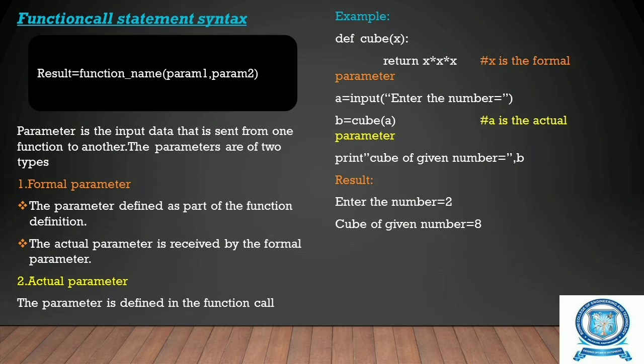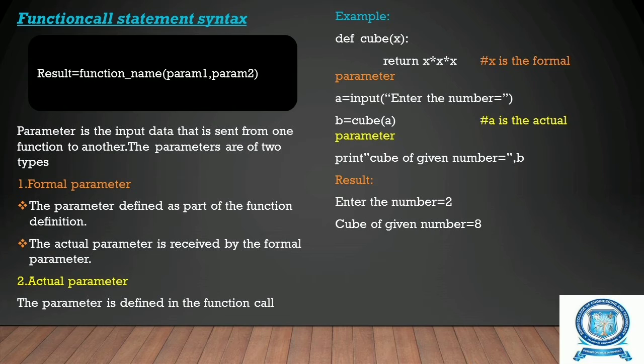So parameters are of two types, formal parameter and actual parameter. The formal parameter is given in the function definition, and the actual parameter is given in the function call. Consider this example, def cube of x. This is the function definition part, and return x star x is there. x is the formal parameter which passes through the function definition.